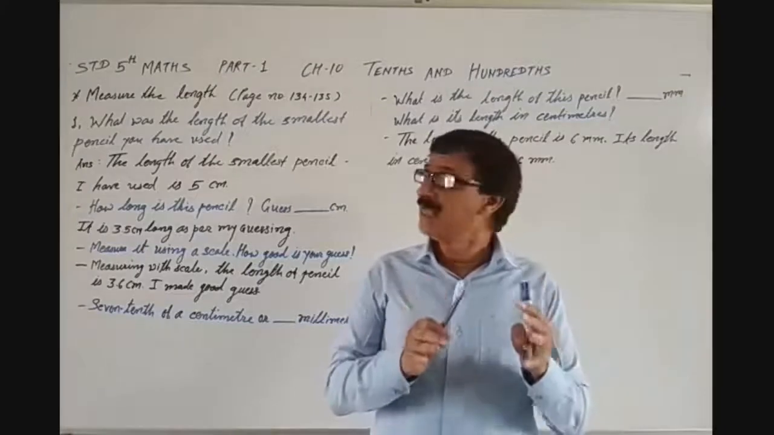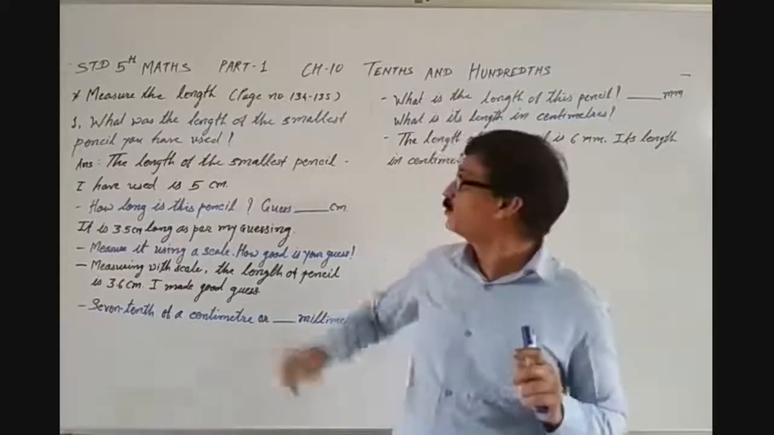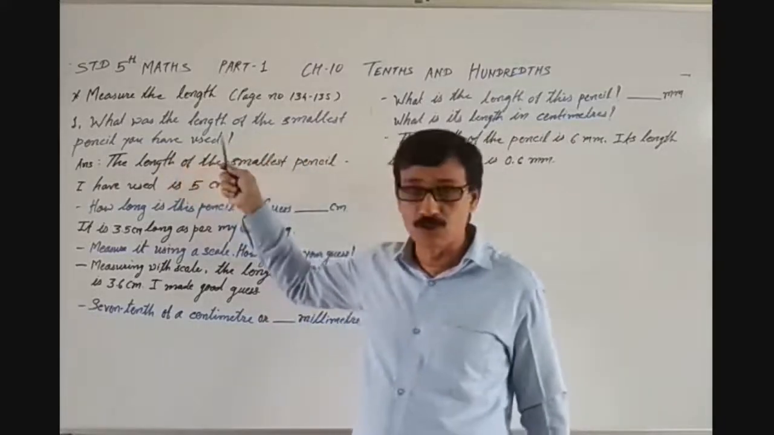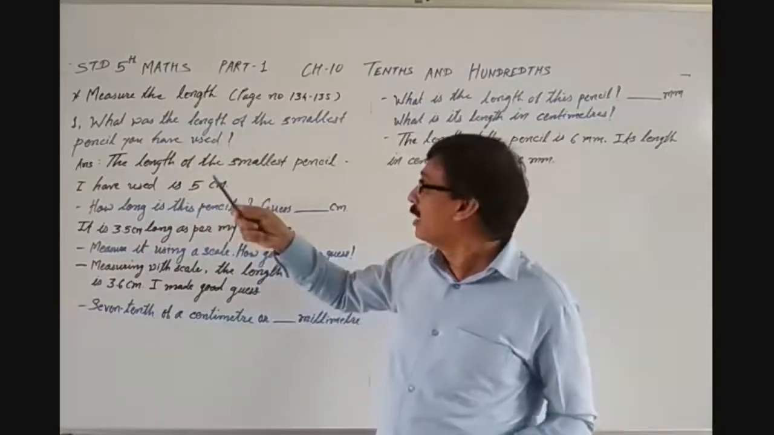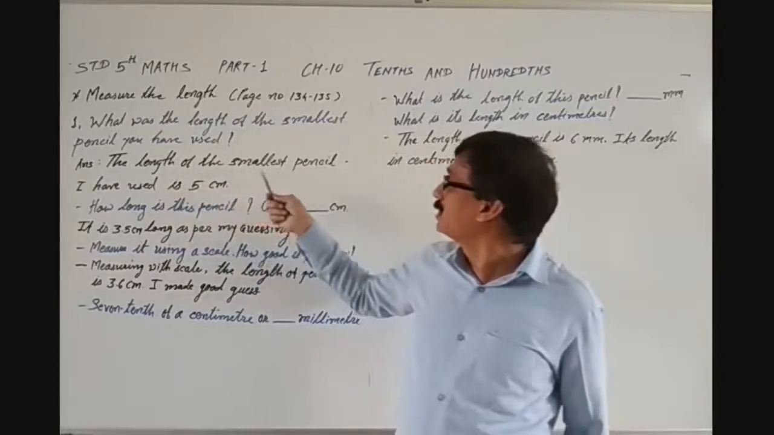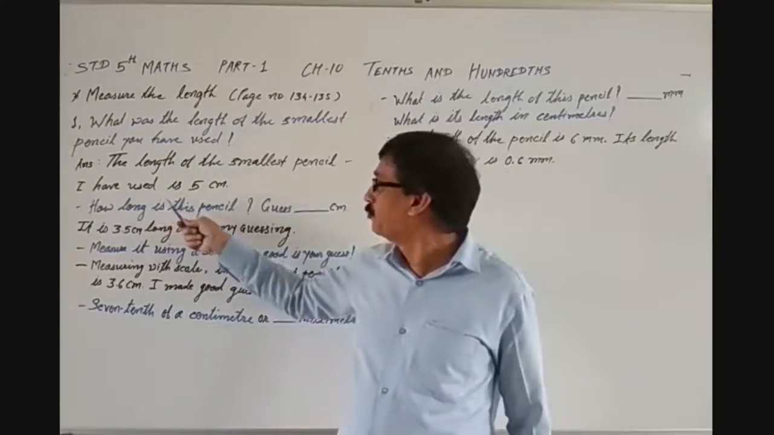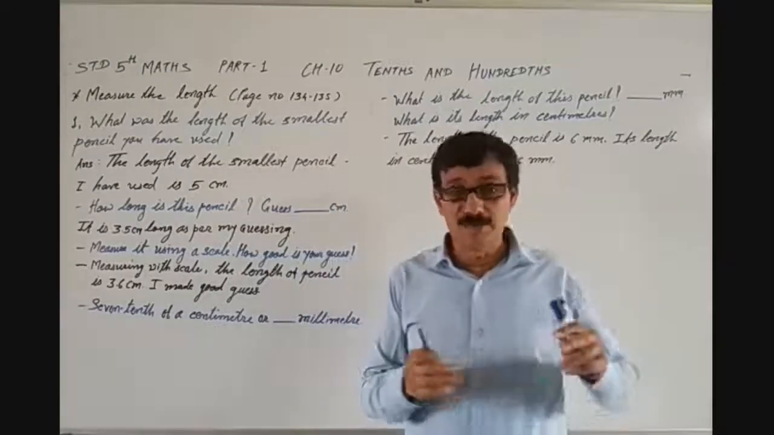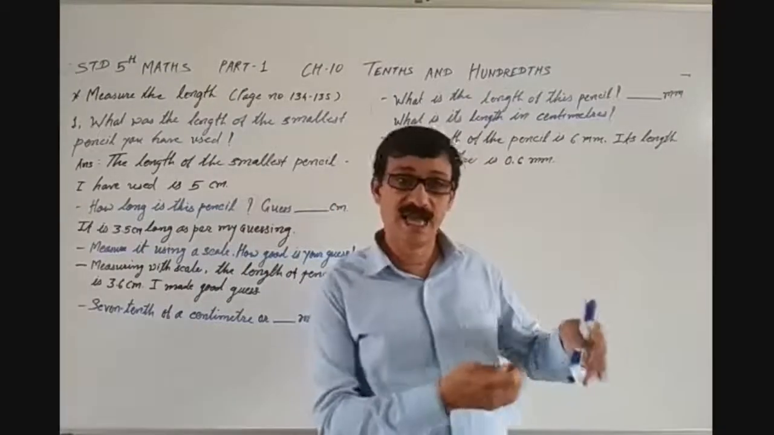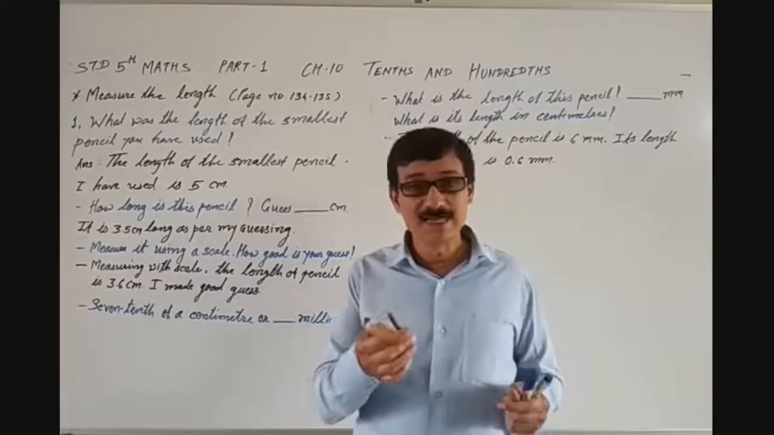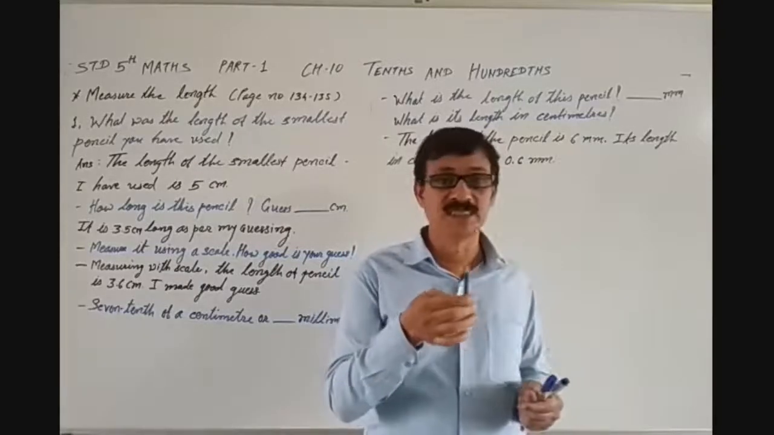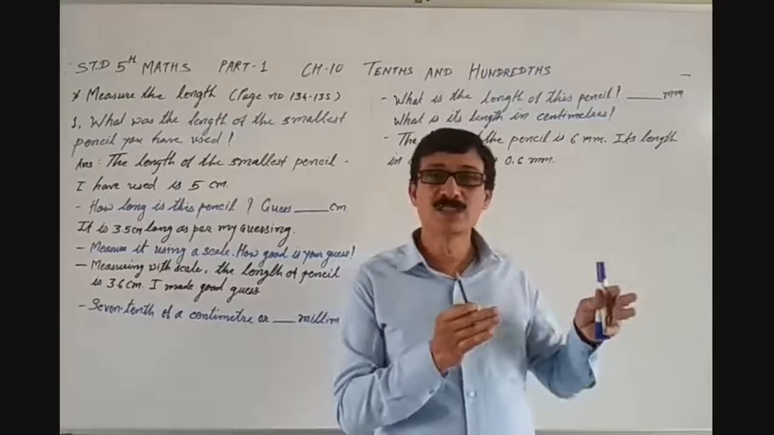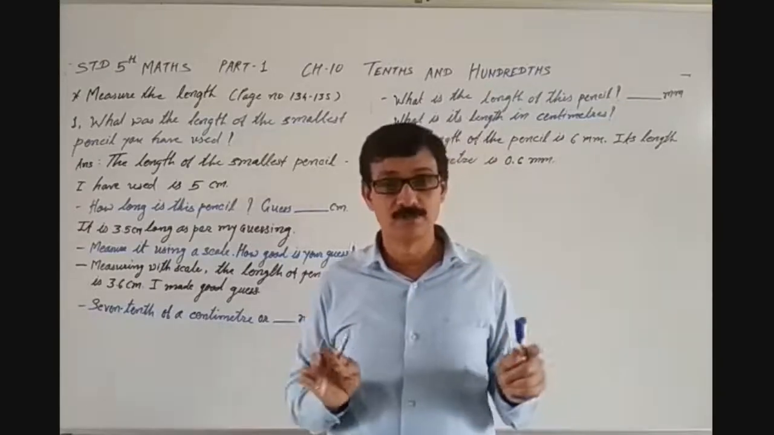Okay, so I give the answer of this question in such a way. See, what was the length of the smallest pencil you have used? It is in your textbook. Answer: the length of the smallest pencil I have used is 5 centimeter. It means that up till this time I am using pencil, but the smallest pencil I used was 5 centimeter long. A 4 centimeter long pencil I have never used like that.